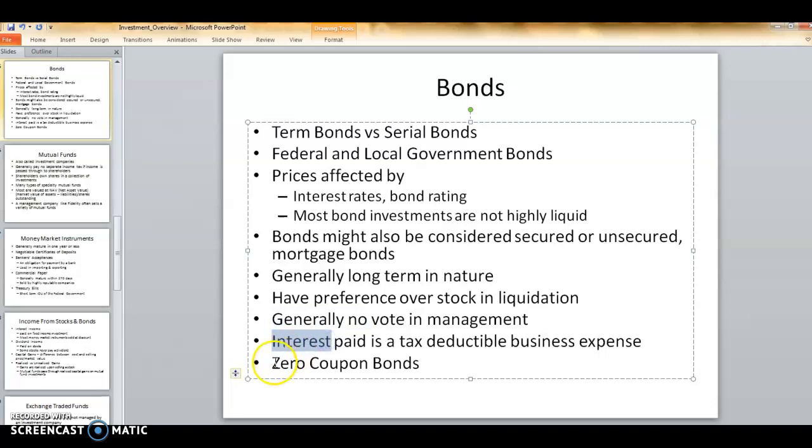And there's also what we call a zero coupon bond. A zero coupon bond basically means the bond pays no interest, and the interest that you actually earn is the difference between what you pay for the bond and what the bond is going to pay once it matures.